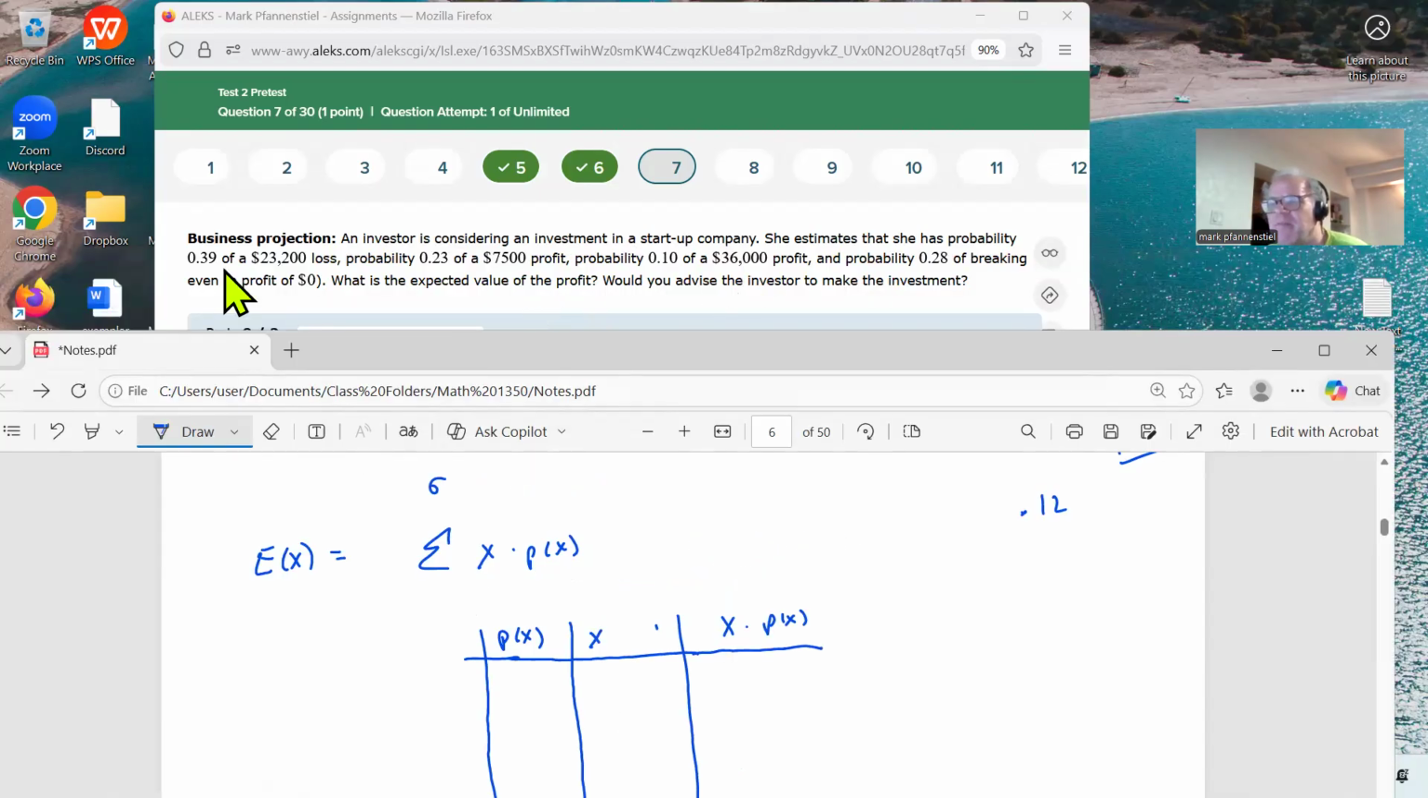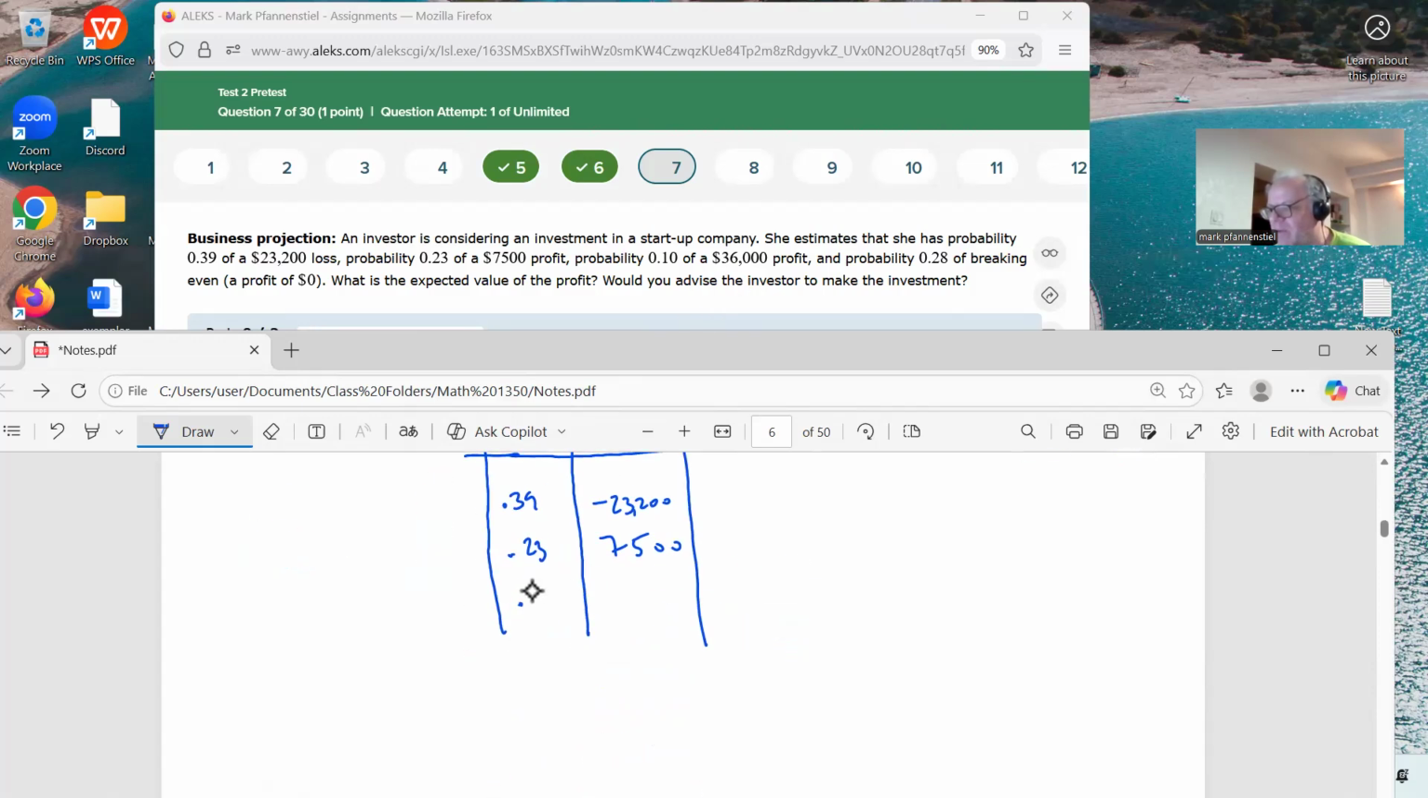So we have a probability of 0.39 of a $23,200 loss. So 0.39, and then we're going to say negative 23,200. The next one, we have a probability of 0.23 of a $7,500 profit. And then we finally have 0.10 of 36,000. And then the last one we have 0.28 of nothing.